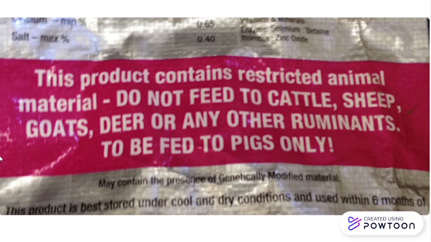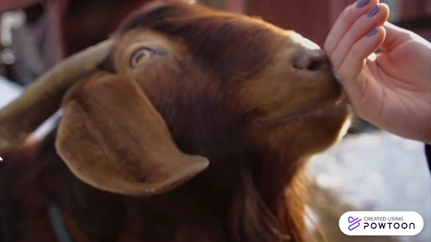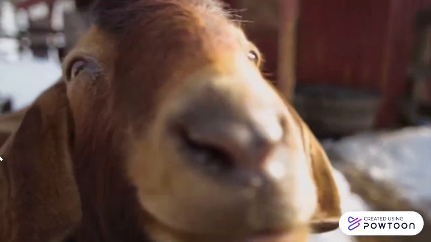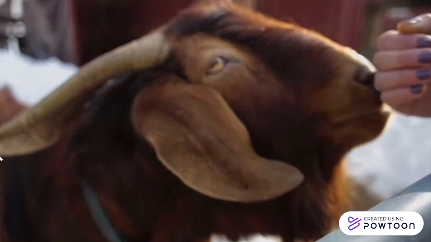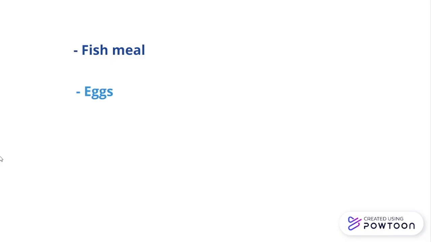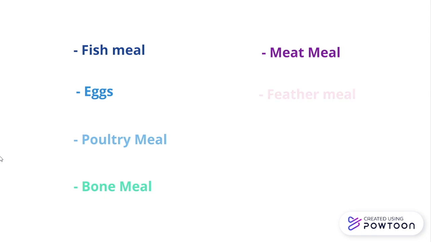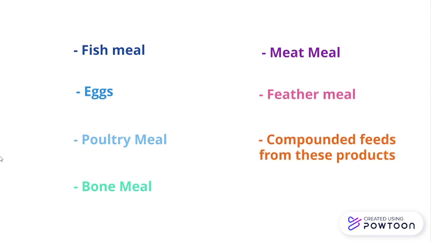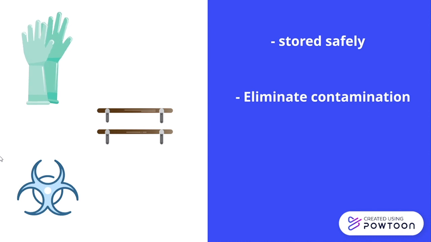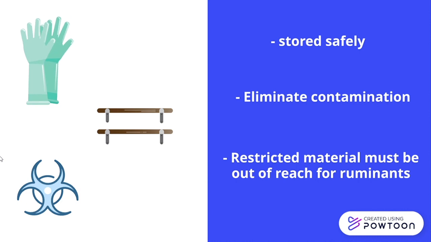Restricted animal material, known as RAM, must not be fed to any ruminant animal, including cattle, sheep, goats, llama, alpaca or deer. RAM is any material from any vertebrate animal, including fish meal, eggs, poultry meal, bone meal, meat meal, feather meal, and any compound of feeds from these products. The only exceptions are tallow, gelatine, milk products, or oils. All stock feeds without RAM must be stored safely to not be contaminated by any other animal products. Products containing RAM must be stored safely out of the reach of ruminants in case of accidental consumption.